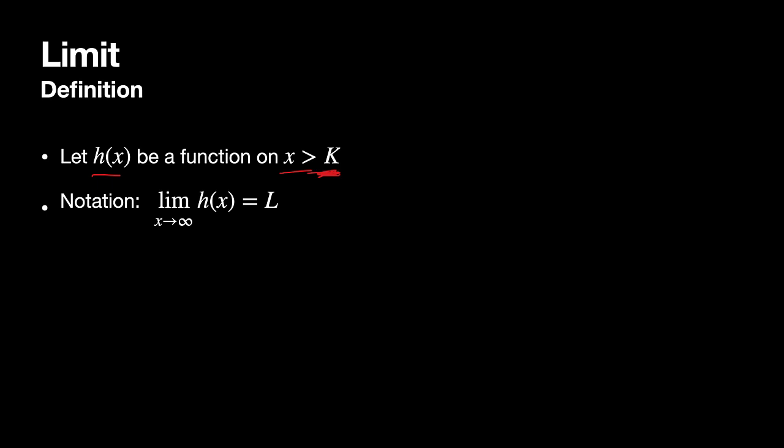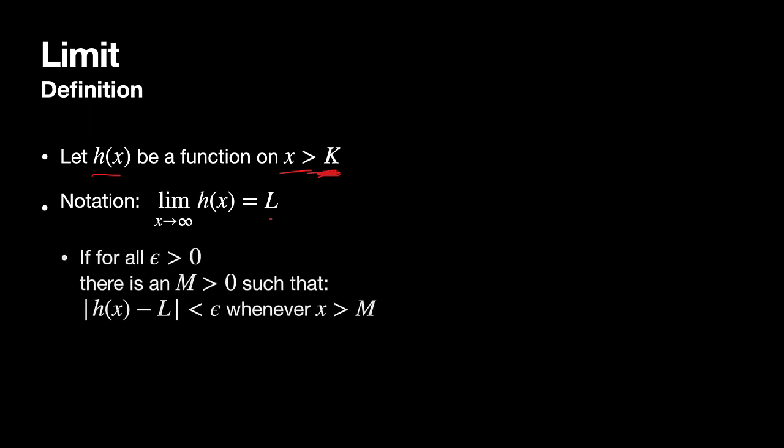So our notation is that we think of the limit of our function as x approaches infinity as being L if for all epsilon greater than 0, there's some m also greater than 0, such that the absolute value of our function minus L is less than epsilon whenever we're past some point m.